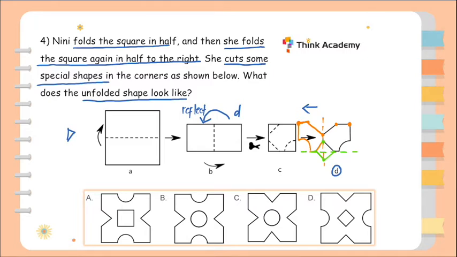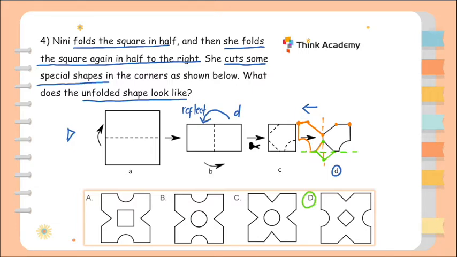So we can observe from A, B, C, and D. A has a square, B has the circle, and D has the other shape. Which shape looks exactly like the one that I just drew? It will be D, right? So D is our unfolded shape.